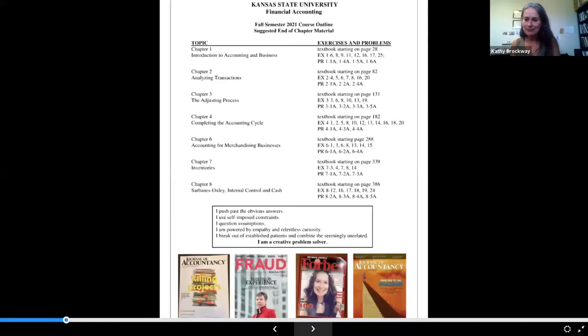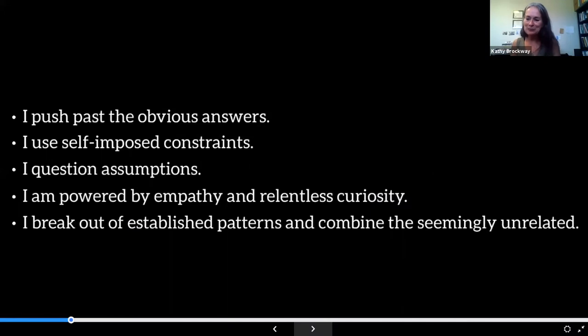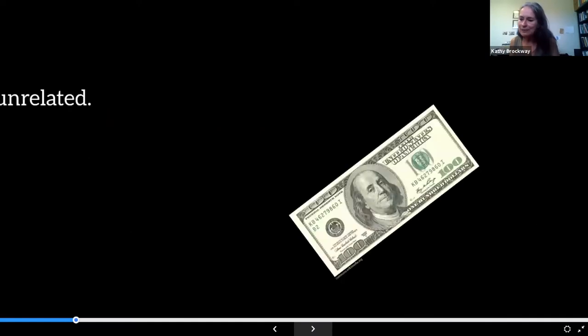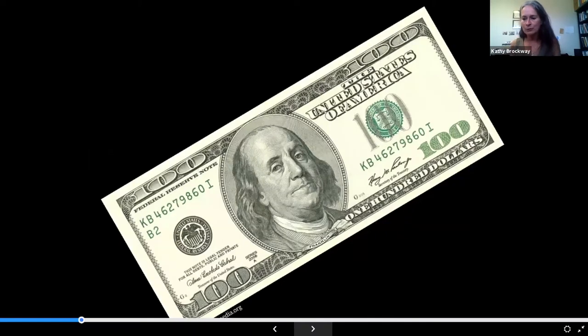And look at that Forbes cover, isn't that cool? I know, it's a goal. Okay, so here's our list. We're gonna run through it today at a rapid fire pace. The first one is I push past the obvious answers. How do we teach our students to do that, to flex their creative muscle? I've got a couple of activities I wanted to share with you. Both of them center around the number 100.